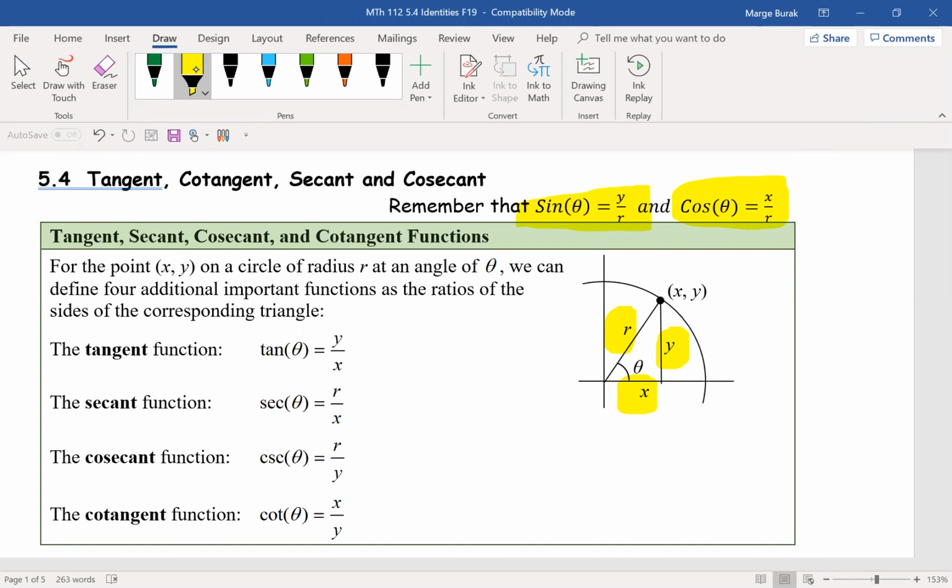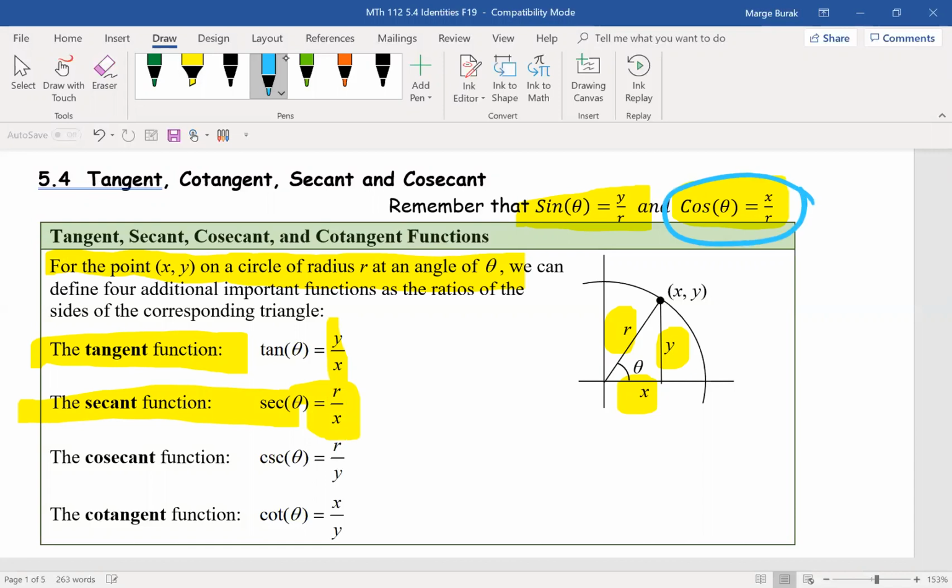So we're going to introduce four more. So the point is (x, y), the radius is r, the angle is theta. We have the tangent function, and that's going to be y over x. The secant function is basically the cosine function upside down, or the reciprocal of the cosine function. As you can see, instead of x over r, the secant is r over x.